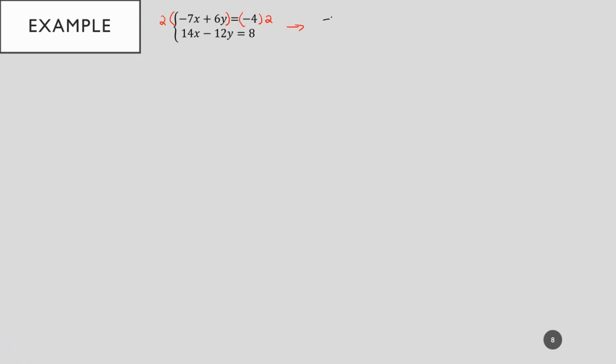When I multiply everything by 2, I get negative 14x plus 12y equals negative 8. And then 14x minus 12y equals 8. You may notice here that the coefficients are the same, they're opposite signs. This is special. So I'm going to move underneath so I can show the addition of these. So I have negative 14x plus 12y equals negative 8.